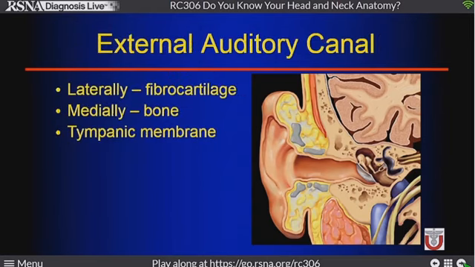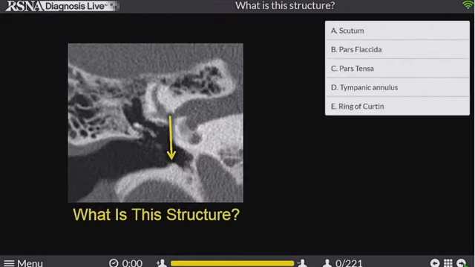So we'll start with the EAC itself. Laterally we have a fibrocartilage portion, and then we have an osseous portion medially that extends over to the tympanic membrane. So we have some important anatomy that goes medially. So what is the name of this structure?